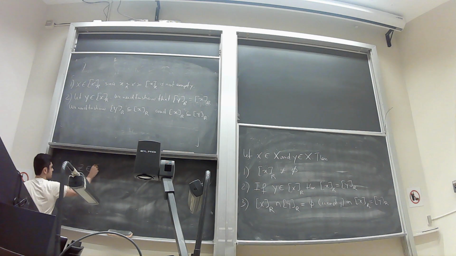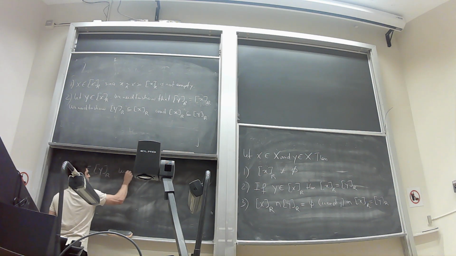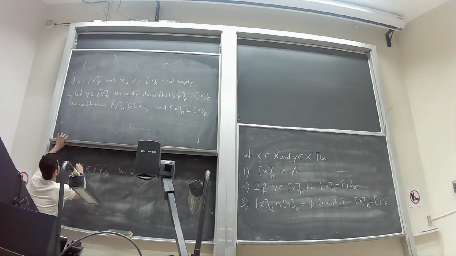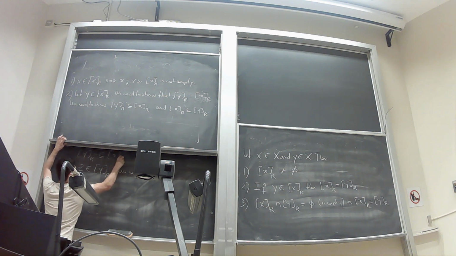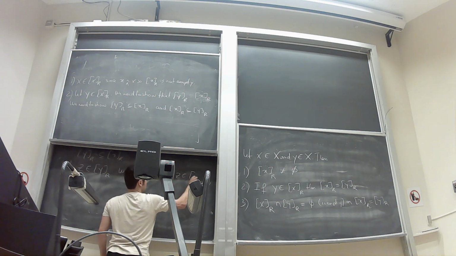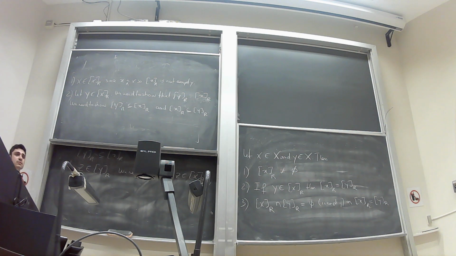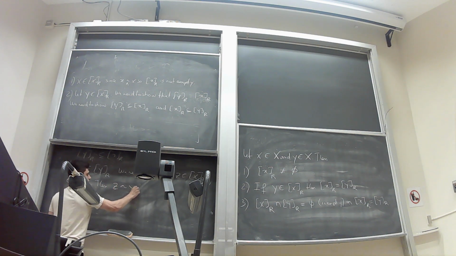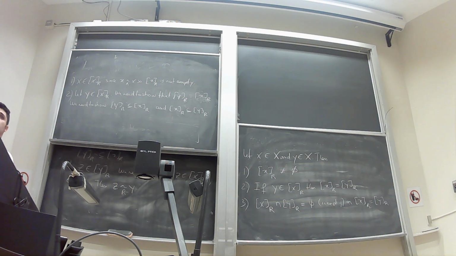Okay, so let z be in the equivalence class of y. We first show this one. We need to show that z belongs to the equivalence class of x. Agree or not? That's what I need to show. Okay, so let z belong to the equivalence class of y. Then z is related to y. Agree? Everybody agrees? Ben? Yeah, you were saying?